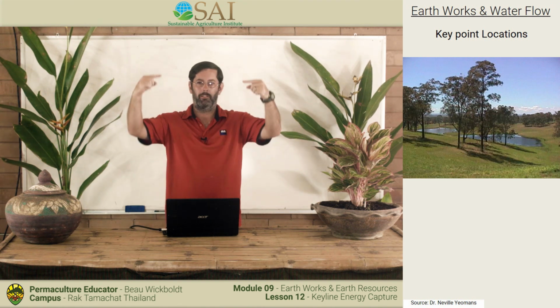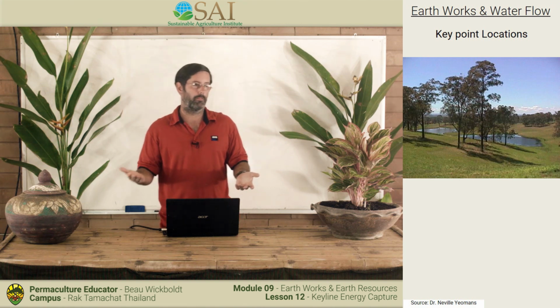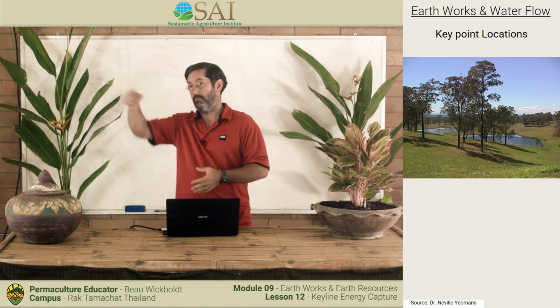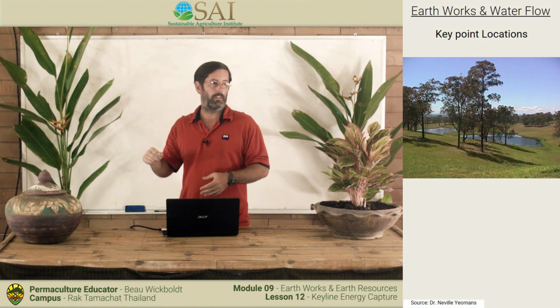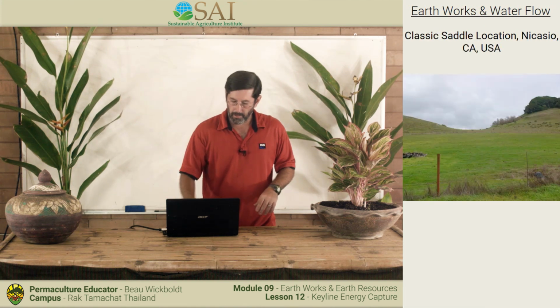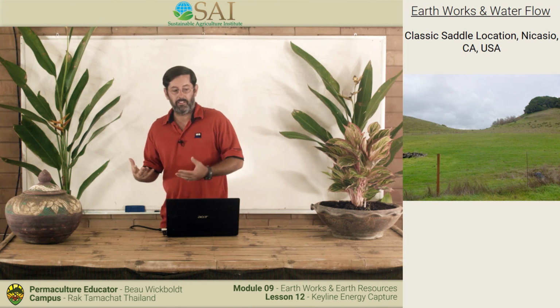From that contour line, you go up. Super simple like that. Very, very easy once I can see my contour. The first line I see on a hillside didn't change, right? At which time you go up. This is called a classic saddle dam location.